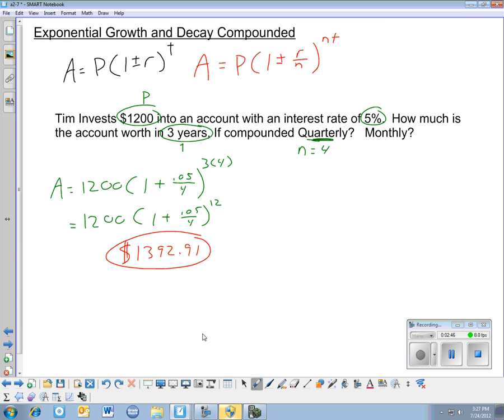Now, say we wanted to compound monthly. There's 12 months in a year, so that means you're compounding 12 times, so n equals 12. So that changes your problem a little bit to your principal, 1 plus 0.05 divided by 12, to the 12 times 3. And so you'd have to do 0.05 divided by 12 plus 1 and raise that to the 36th, and then times 1,200.